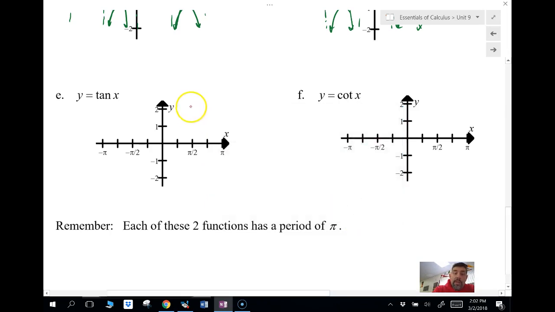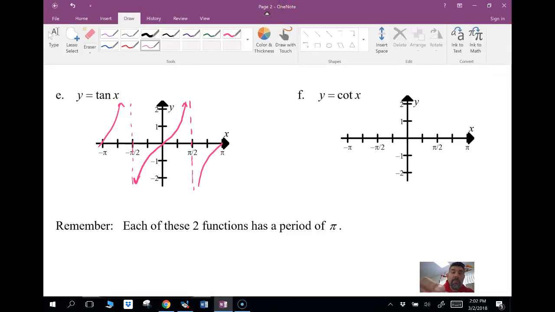Tangent, pink. All right, we're going to have a vertical asymptote at pi over 2, and one at negative pi over 2. And then this guy's going to look like a cubic, kind of. It's going to go like this. Boom. All right? And then they're periodic. So they keep going in the same manner, and they keep going and going and going. Energizer Bunny. See, there you go. So it does the same thing all the time.